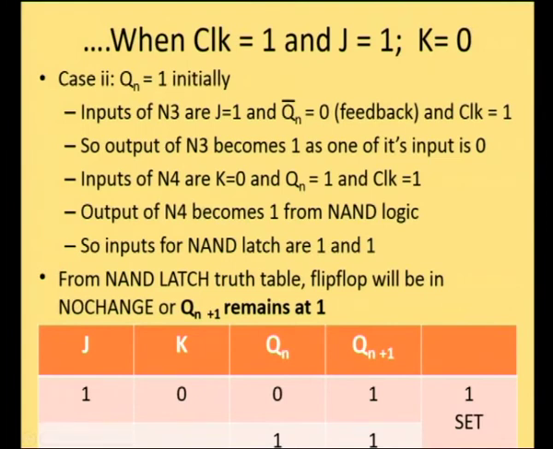So, what are the inputs of the NAND latch? They are nothing but 1 and 1, and hence you will very well know that the NAND latch will remain in no change condition, or the output still remains at 1. Hence, you find that when J is equal to 1, K equal to 0, if the earlier or the previous output was 0, it then becomes 1 once the clock pulse is given. If it were 1, it remains at 1. Hence, we call this as set. So, when J is 1, K equal to 0, then the flip flop is set.